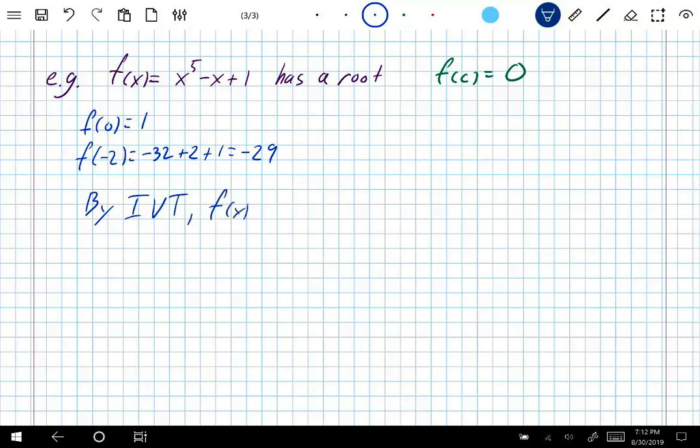f of x has a root. It has to be 0 somewhere in between these two, and it has to have a root in this interval. Somewhere in between -2 and 0, it went from a negative number to a positive number. So somewhere in between those two, it must have crossed 0. Fast and easy. And maybe you did this intuitively.